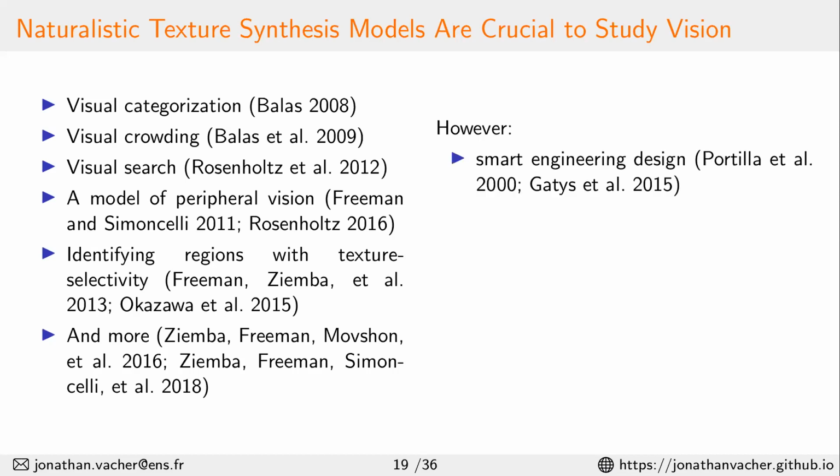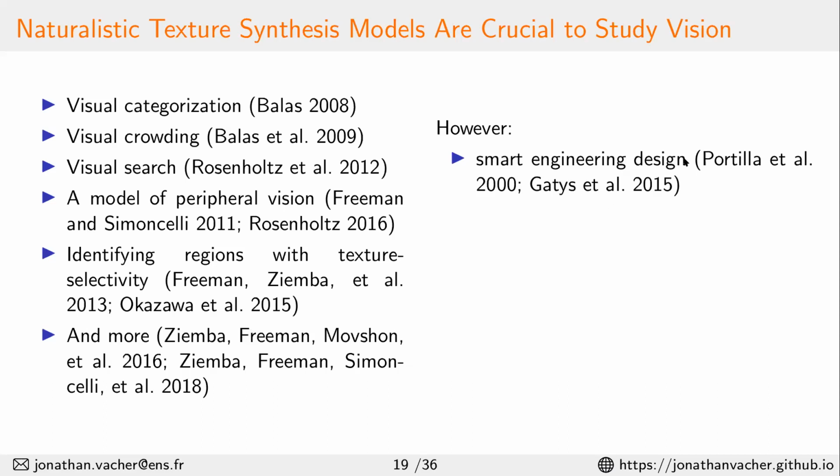Mostly they used an algorithm by Portilla and Simoncelli. And this is really a smart engineering design, because they just compute a wavelet transform and they compute a lot of statistics on this wavelet transform. And when they adjust these statistics, they are able to synthesize a texture that is similar to an example texture where they measured all these statistics.